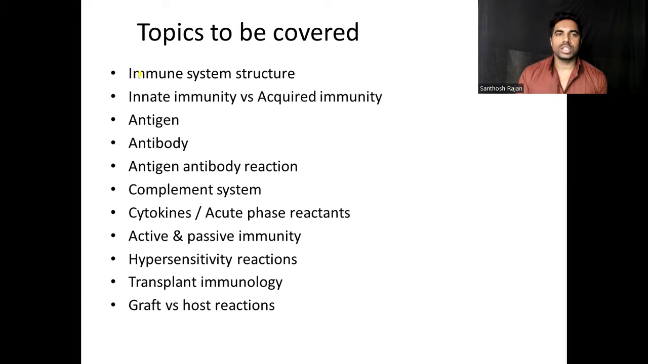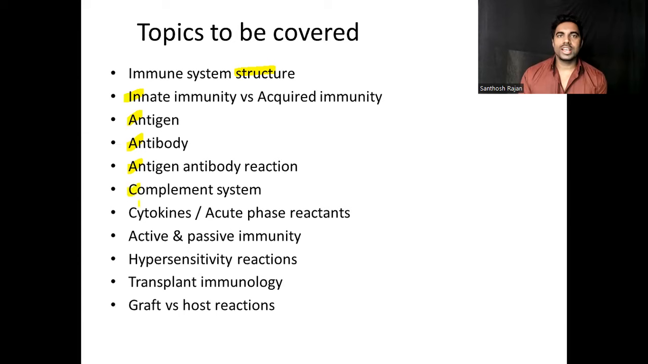So immune system structure, first we're going to talk about the structure, very important. Questions are there. Innate and acquired immunity difference is very important for your questions. Antigen is important. Antibody is very, very important because you have immunoglobulins GAMED, so always questions are asked from these immunoglobulins. And then antigen antibody reaction, basically the serological tests. All the tests, agglutination, precipitation, neutralization, and under that there are ELISA, Western blot, many other tests. So you have questions from those things also.